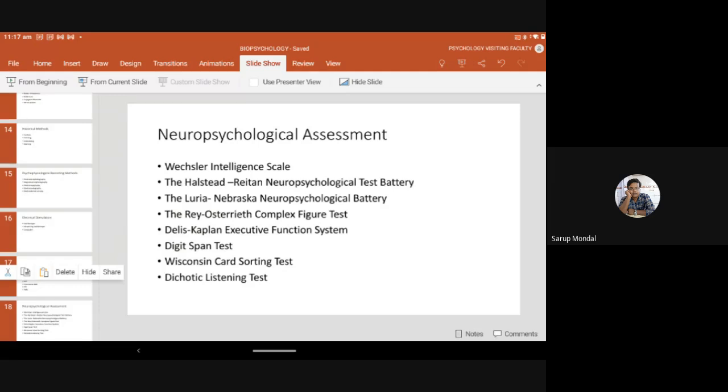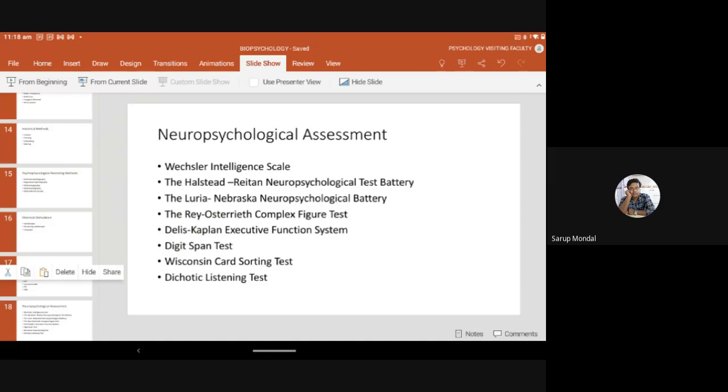Okay, so the next one is the Delis-Kaplan Executive Function System. It is another very important neuropsychological assessment for the executive functions. Now, what are the executive functions? They are the cognitive functions, like thinking, perception, problem solving, critical thinking, abstract thinking, and maybe some creativity, like an artist. So these are mainly the cognitive part.